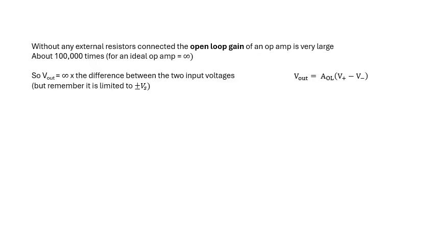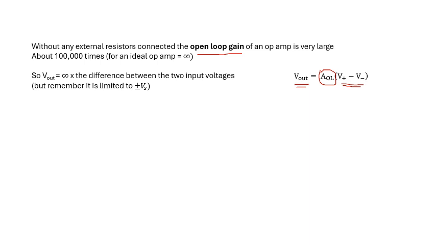Now, when we haven't got any other resistors or things connected to the op-amp, the gain of the op-amp, which we call the open loop gain, is very, very big, maybe about 100,000 times. So V out is proportional to the difference between the two voltages, and this here, A OL, is my open loop gain, which is very, very large. In an ideal op-amp, it's actually infinity.